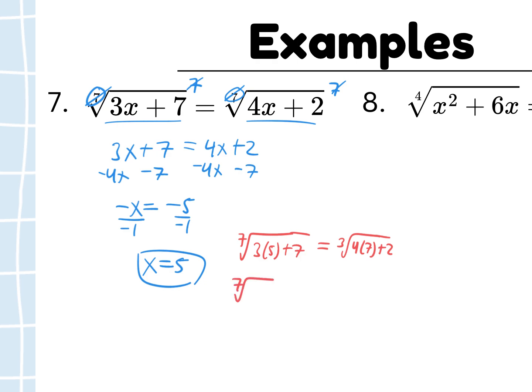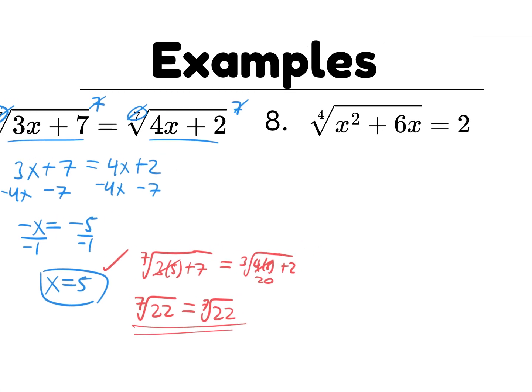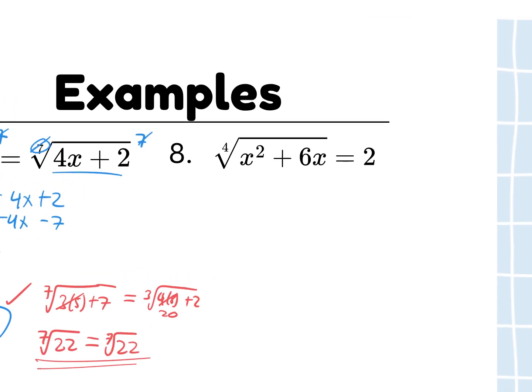So I'm going to say the seventh root of 3 times 5 is 15, and 15 plus 7 is 22, equals 4 times 7. Sorry, I don't know why I wrote 7. It should be 4 times 5. 4 times 5 is 20, and 20 plus 2 is 22. So I get the seventh root of 22 is equal to the seventh root of 22. I don't know exactly what that number is, but you can clearly see that this is a true statement, right? These two things are equal to each other, so this does work.